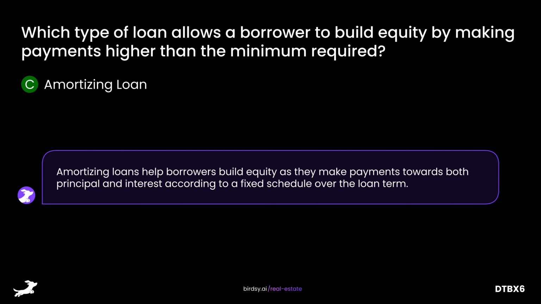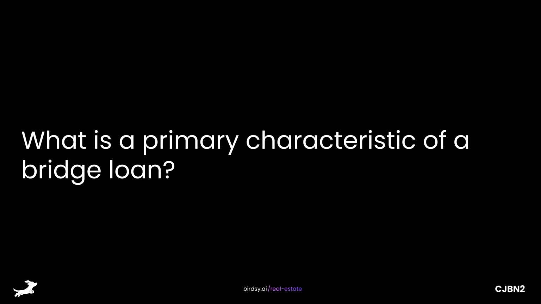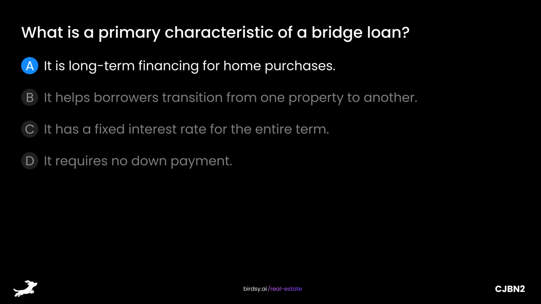over the loan term. What is a primary characteristic of a bridge loan? Is it A, it is long-term financing for home purchases, B, it helps borrowers transition from one property to another, C, it has a fixed interest rate for the entire term, or D, it requires no down payment? The answer is B. It helps borrowers transition from one property to another.